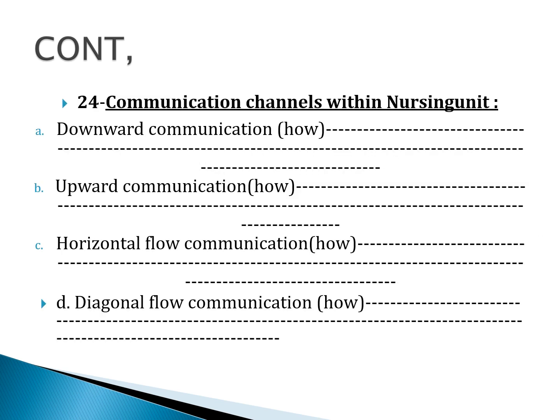From the staff nurse to head nurse, or from head nurse to supervisor. Horizontal flow communication means the line of communication between the same position, the same level of authority, like the communication between staff or between head nurse and head nurse. Diagonal flow communication means communication between a low and a high position, or different positions, to achieve the goal of the organization. Okay, you can determine the type of communication channel present in the unit.